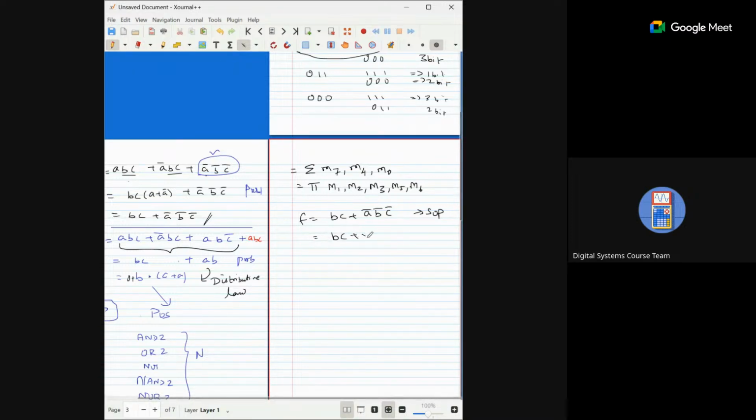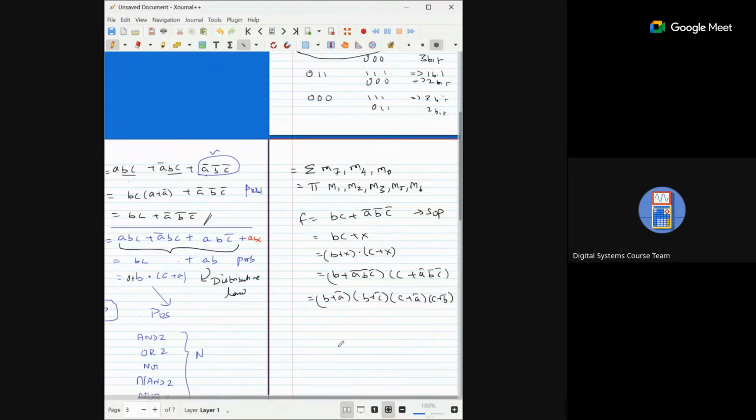let us consider BC plus X, which is equal to B plus X times C plus X, where X is equal to A bar B bar C bar. This is equal to B plus A bar, B plus B bar is 1, then B plus C bar, then C plus A bar, C plus B bar, then C plus C bar. Is it okay? This is a simplified POS format.